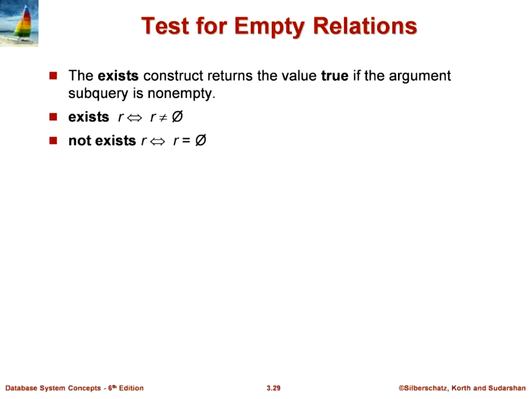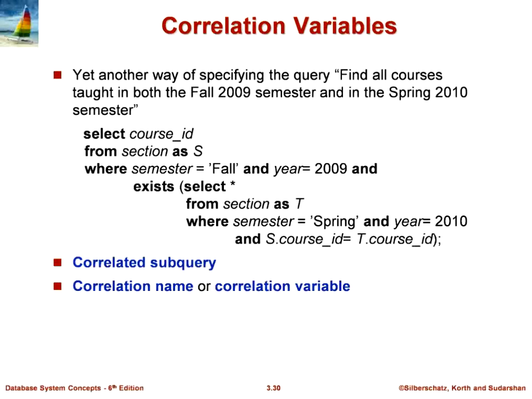Now, to test for empty relations, you can use the exists construct. It returns the value true if the argument subquery is non-empty. You can use exists and you can use not exists.